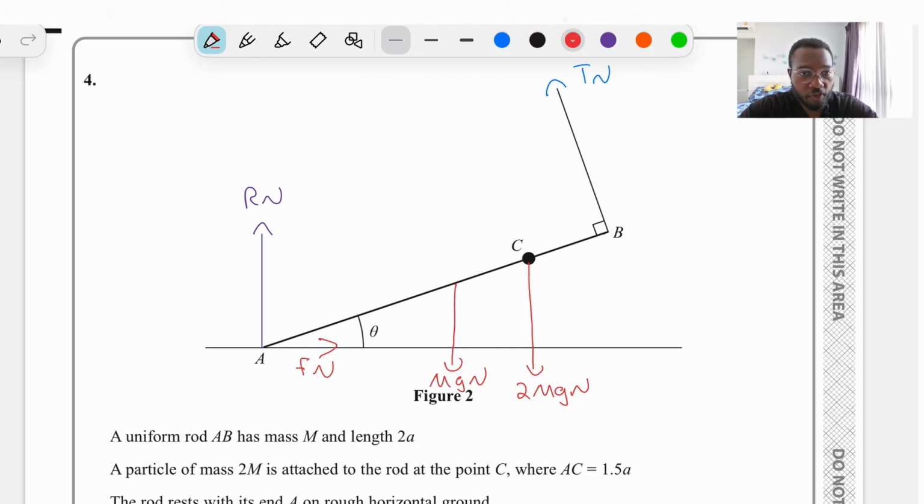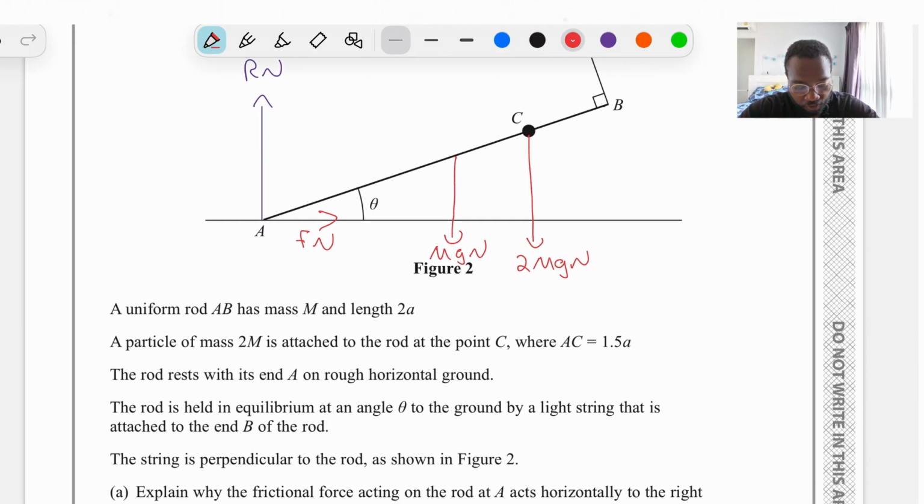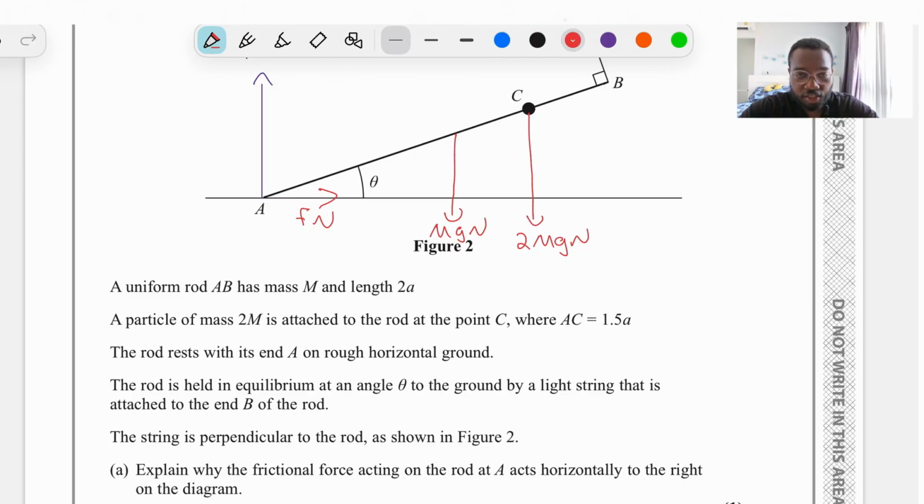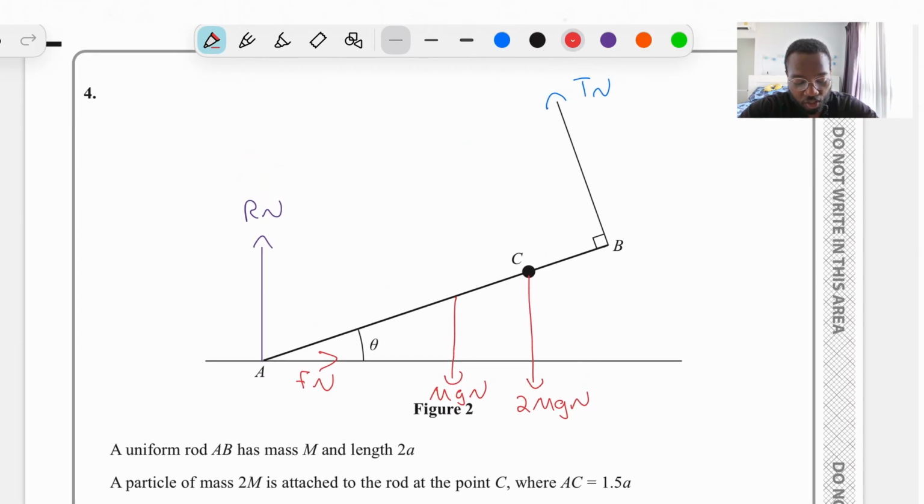And funnily enough, the first question is: explain why the frictional force on the rod acts horizontally to the right of the diagram. As I just stated, the reason it acts right is because we need a force which balances out that T newtons. Because that T newtons at the moment would be the only horizontal force, the frictional force must be going towards the right to balance out that T newtons to keep it in equilibrium. So saying something like that will be part A.